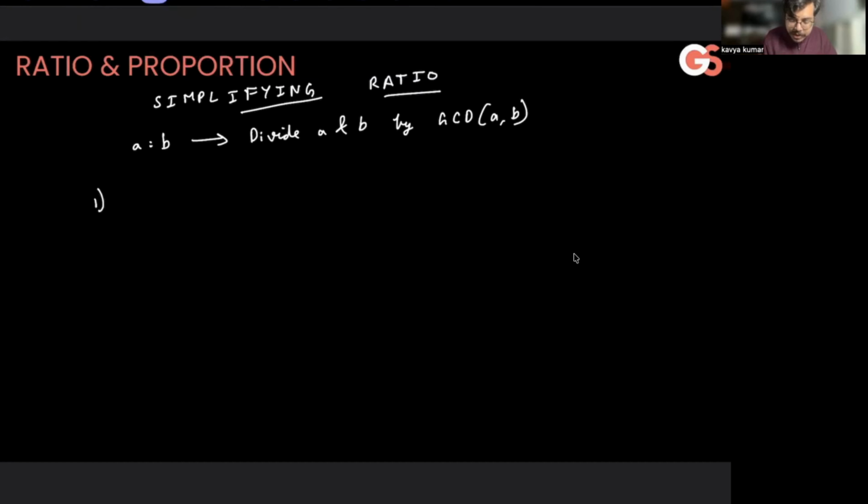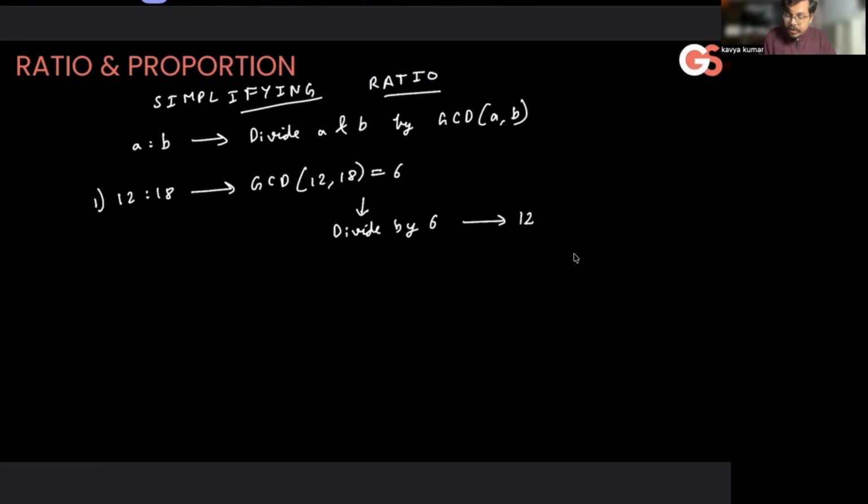So first example is 12 is to 18. The greatest common divisor for 12 and 18 is 6. So we'll divide by 6. And when we divide by 6, the final ratio comes out to be 12 divided by 6 is to 18 divided by 6, which becomes 2 is to 3.